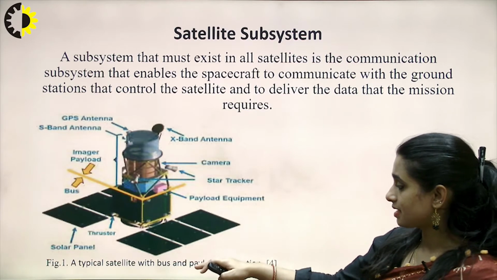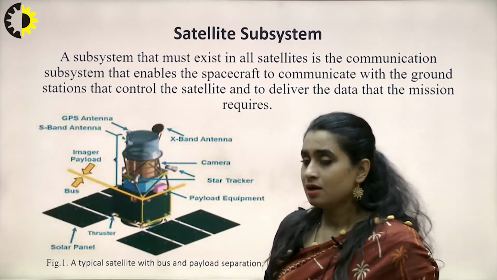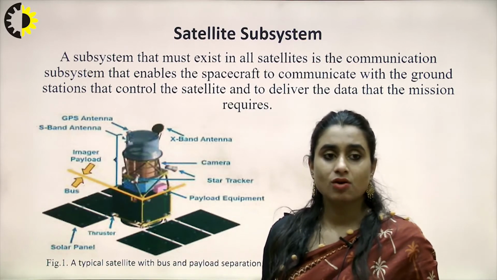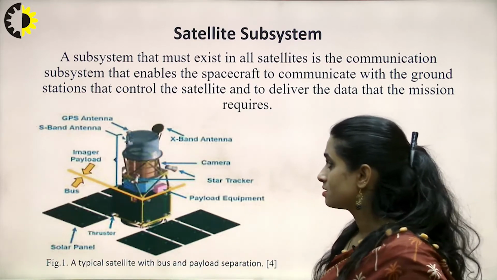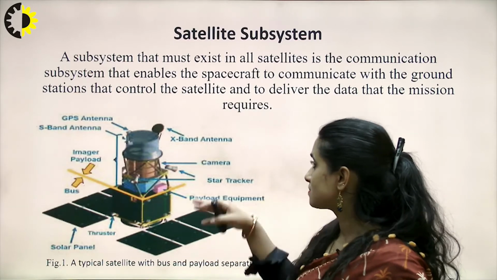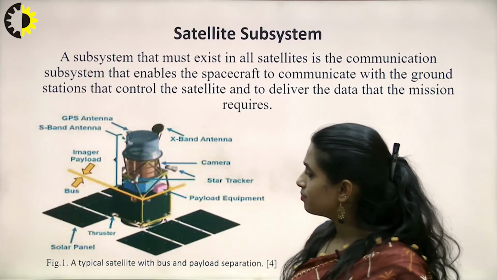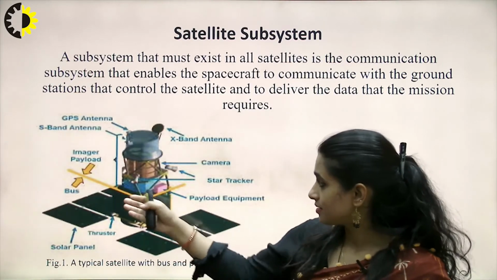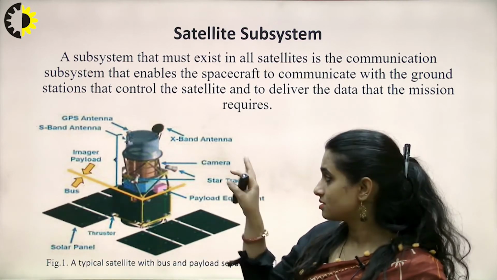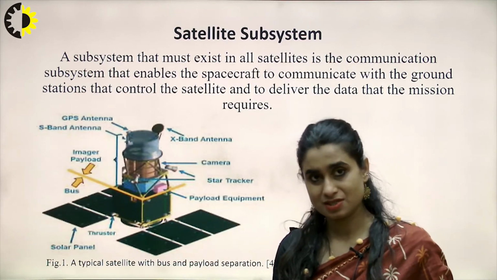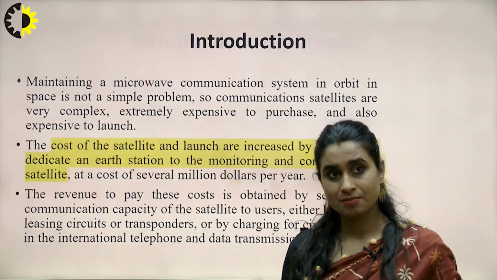So, this is a typical satellite with bus and payload separation, right? We have the bus, which carries the satellite to the orbit, and the payload, that is the actual communication part of the satellite. So, we do have here a GPS antenna, X-band antenna, S-band antenna, image payload, camera, and it is equipped with more things like solar panels, different antennas, right, and a processing system within it. So, this depicts a picture of a complete satellite subsystem. Solar arrays.